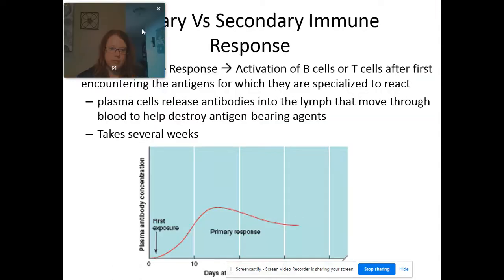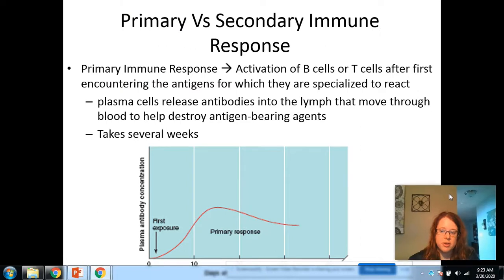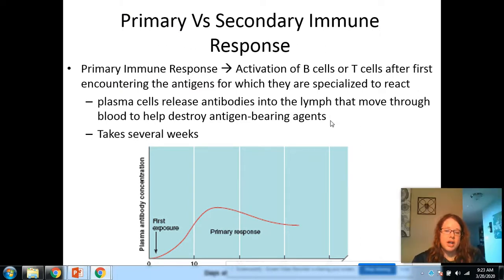All right. I'll move this back down here. Okay. Now, with the specific immune response, you have your primary versus secondary immune response, and this is the coolest part about our immune system. So what I just showed you would be the primary immune response. So you have to have this foreign invader come into the body first.